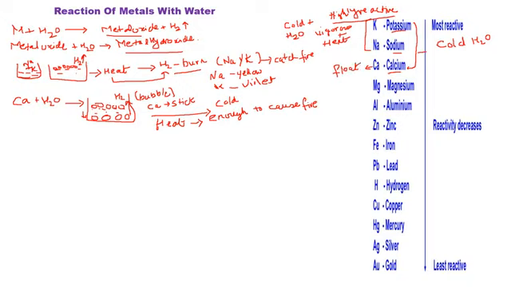Okay, now coming to the aluminium, zinc and iron, right? Now in the case of potassium, sodium and calcium, I just want to write the reaction here. Potassium plus water is going to give me potassium hydroxide, KOH, plus hydrogen gas is evolved plus heat.